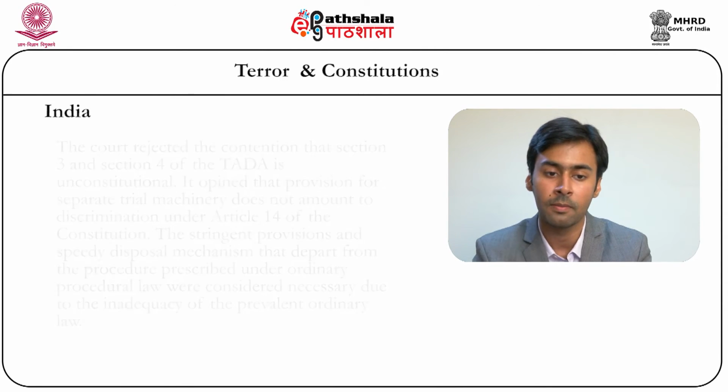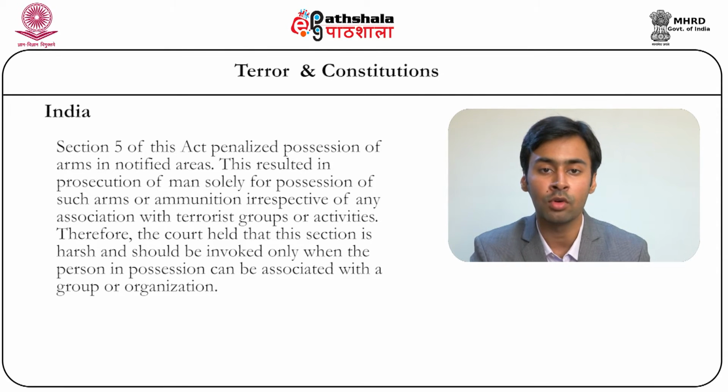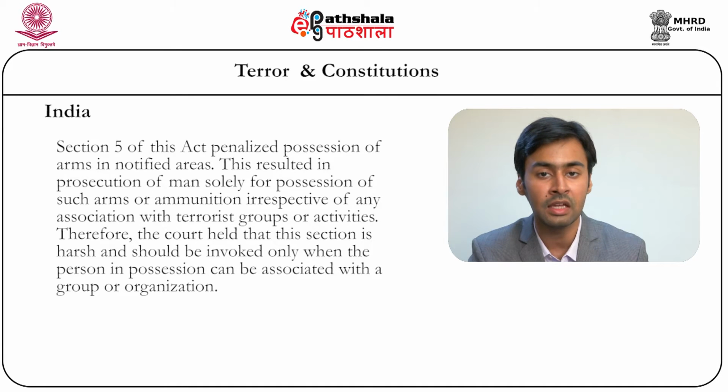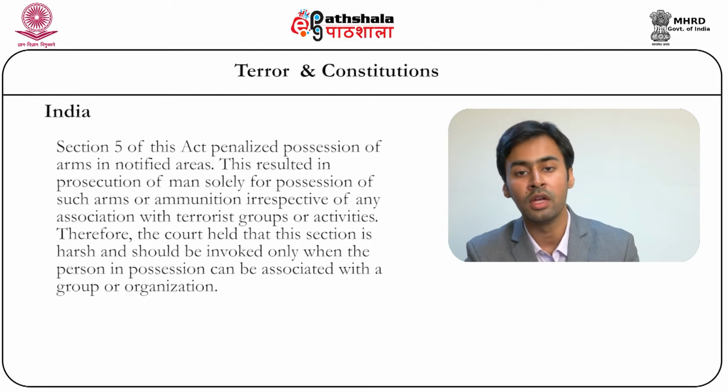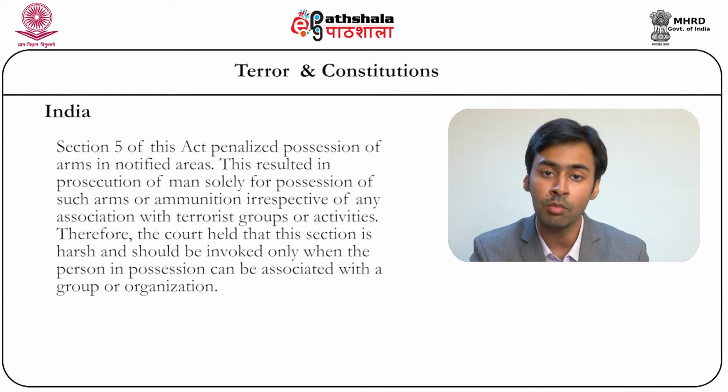Section 5 of this Act penalized possession of arms in notified areas. This resulted in prosecution of a man solely for possession of such arms or ammunition, irrespective of any association with terrorist groups or activities. Therefore, the court held that this section is harsh and should be invoked only when the person in possession of such arms can be associated with a group or organization.